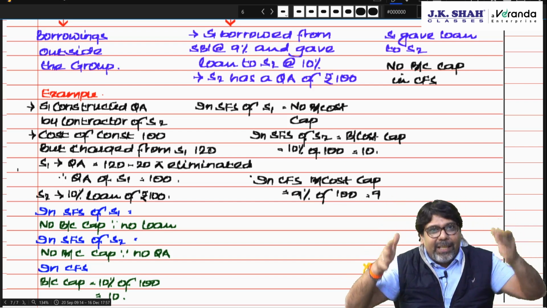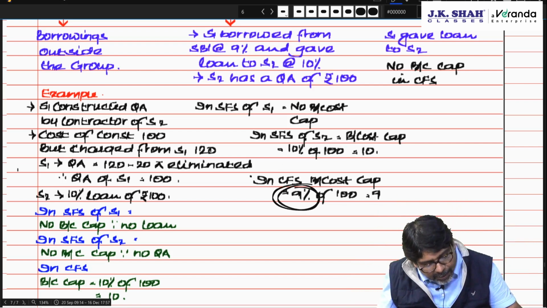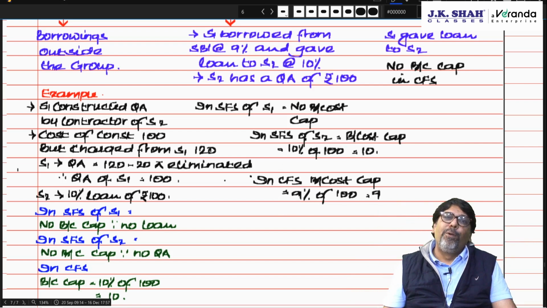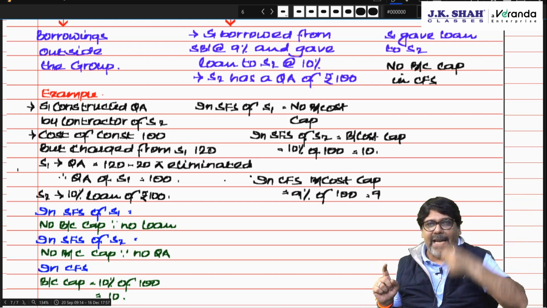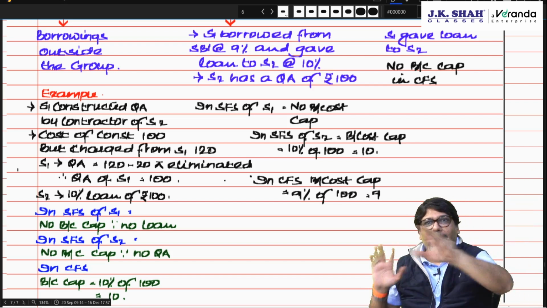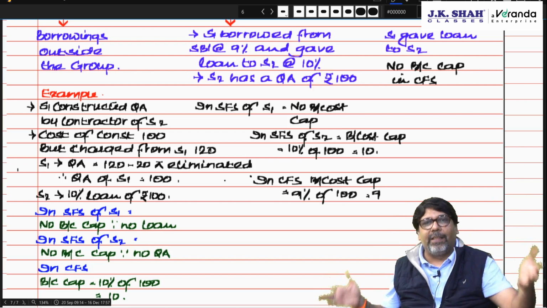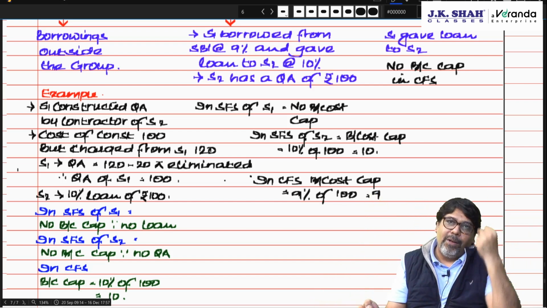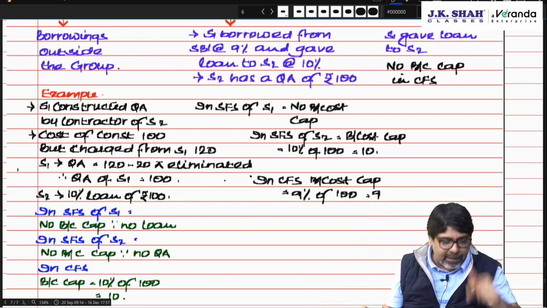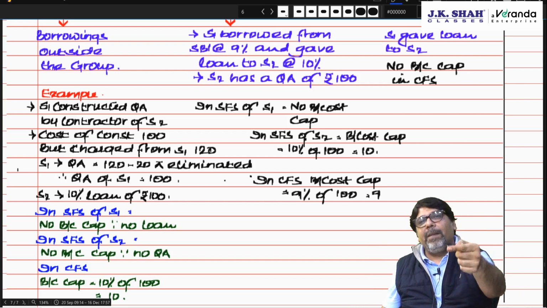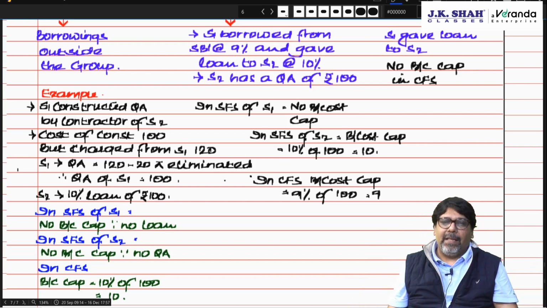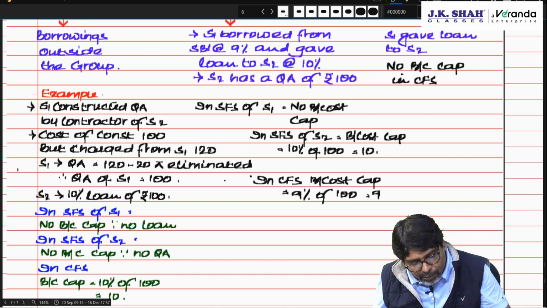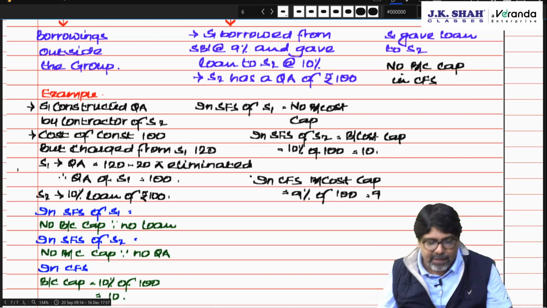But in the consolidated financial statement, the capitalization rate should be 9%. Why? Because the group borrowed it at 9%. Am I clear? You borrowed at 9, you gave it to me at 10. I will capitalize at 10. You will not capitalize because you don't have a qualifying asset. The group has a qualifying asset and also a loan, but the group has a loan at the rate of 9%. So 9%. But you are giving me an internal loan and charging interest, so there is no capitalization on it. Am I clear? S1 gave a loan to S2, no borrowing cost in CFS.